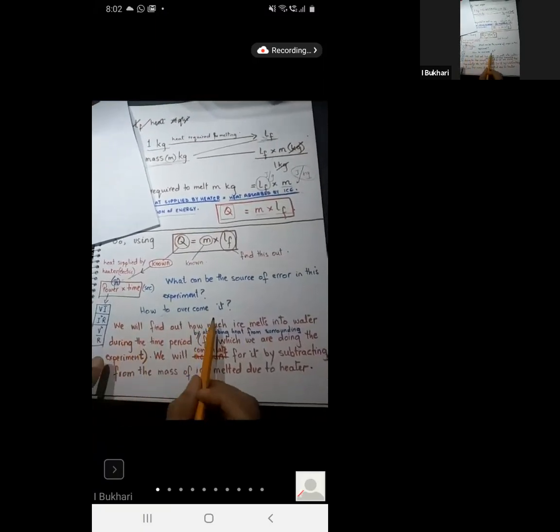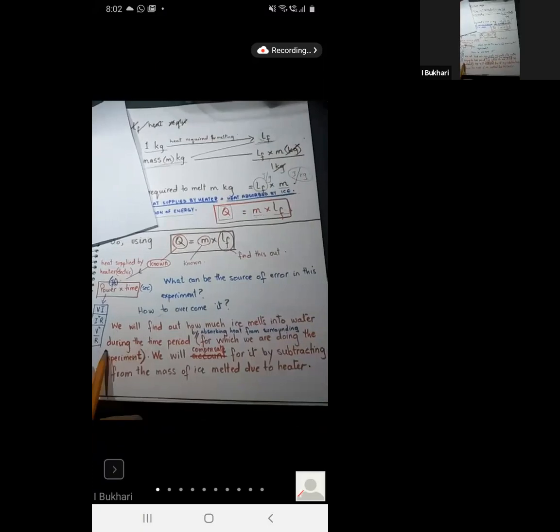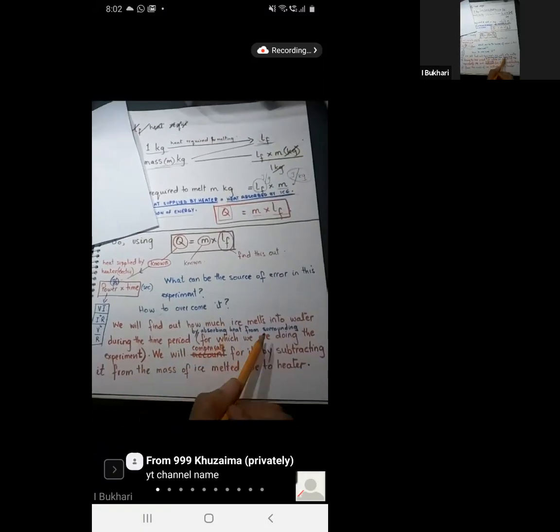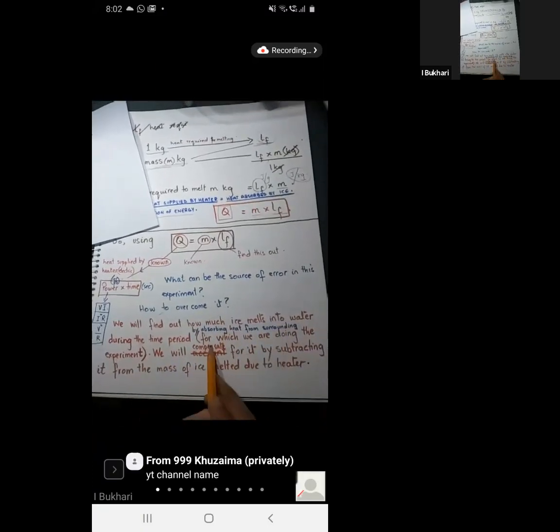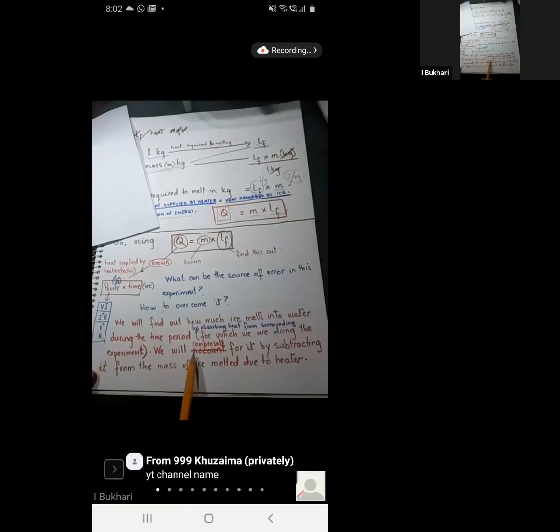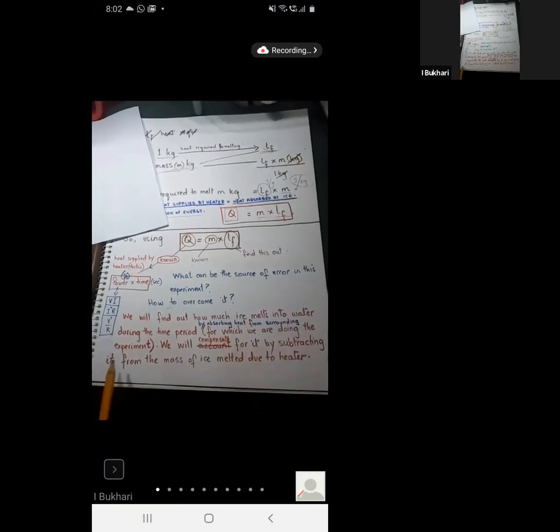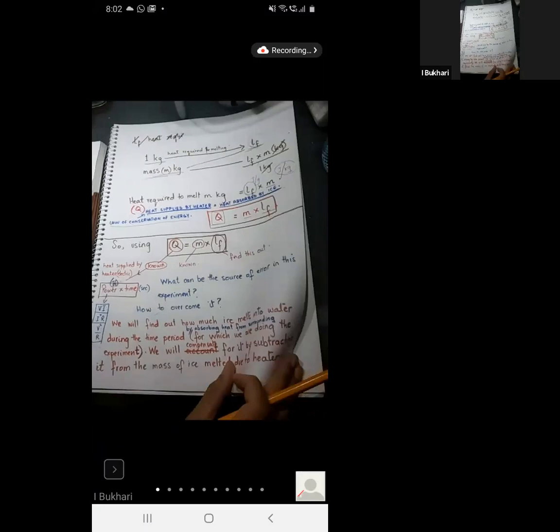We will find out how much ice melts into water during that time period by absorbing heat from the surrounding, for which we are doing the experiment. We will compensate for it by subtracting it from the mass of ice melted due to the heater. So I hope you understood that.